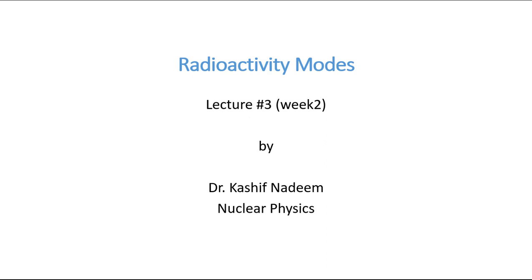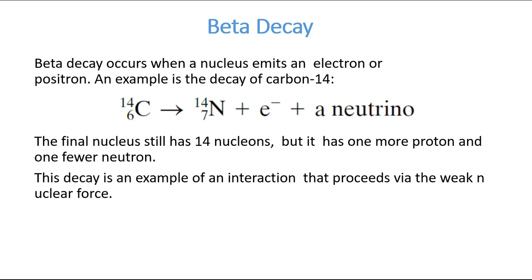Today is our third lecture of week 2, and in this lecture we will discuss the different radioactive modes. In the last lecture we took an overview of radioactivity and the three different modes, and in this lecture we will go into more detail. Alpha decay I think we already understood in the last lecture, so we will start from the beta decay today.